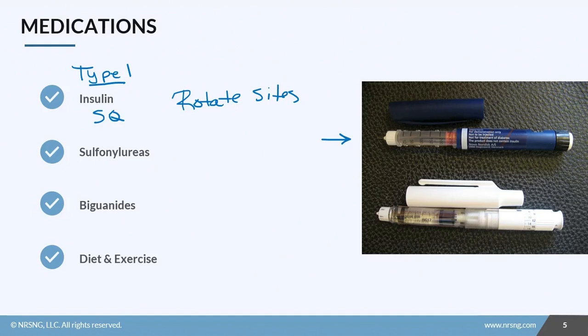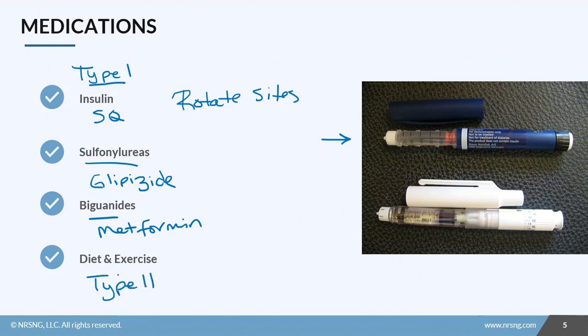Now, for type 2 diabetics, the most common classes of anti-diabetic agents are sulfonylureas, a good example of this is glipizide, or biguanides, and a good example of this is metformin. Make sure you check out the pharmacology course to learn more about those two as well as insulin. The biggest thing, though, for type 2 diabetics that's going to keep their blood sugars managed, and actually it works for type 1s as well, even though they still need insulin, is diet and exercise.